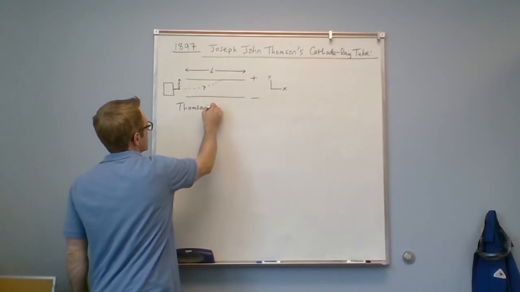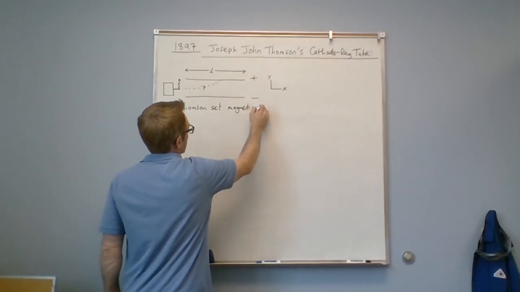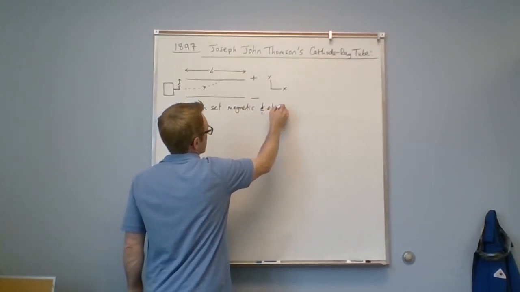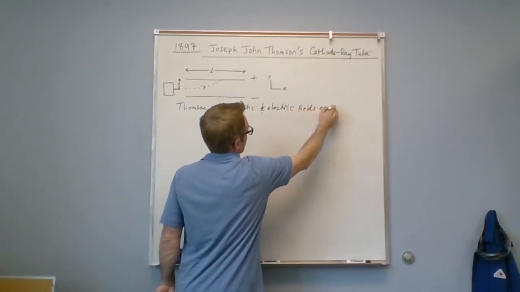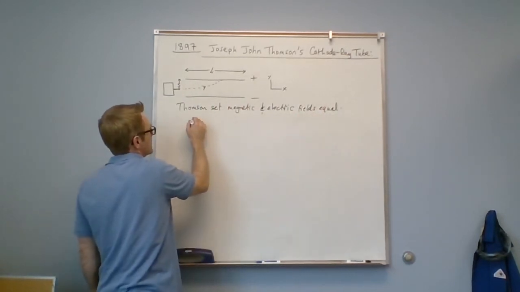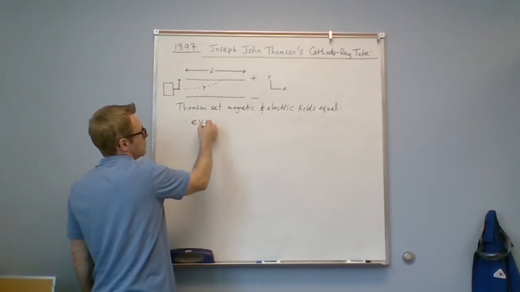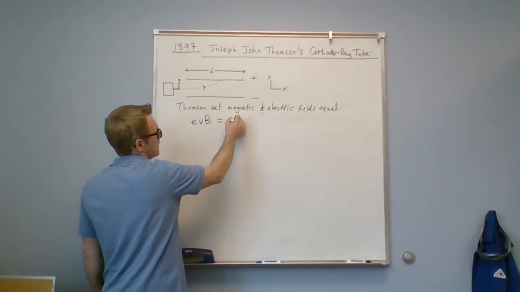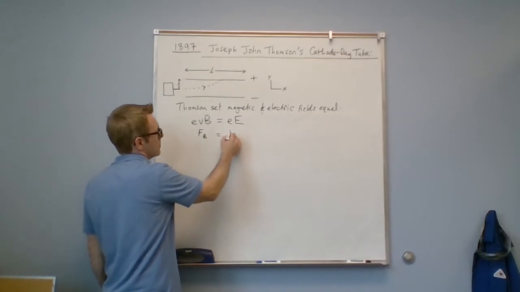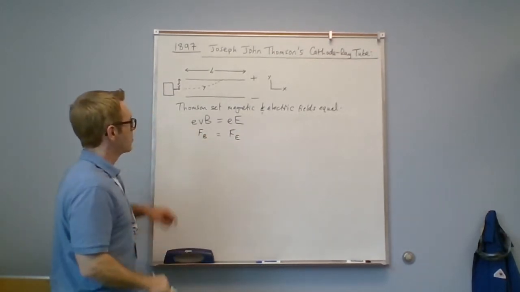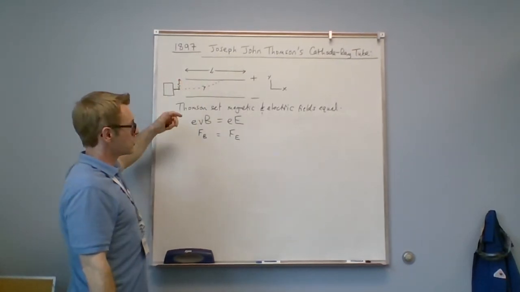So Thomson set the magnetic field and the electric field equal. So the force because of the magnetic field, EVB, he set equal to EE. So this is the force because of the magnetic field, this is the force because of the electric field. So here, E is the charge on the electron. The cathode ray subsequently was relabeled the electron.